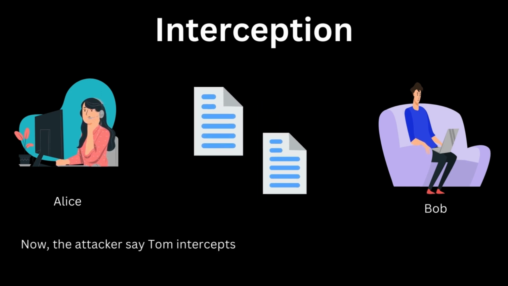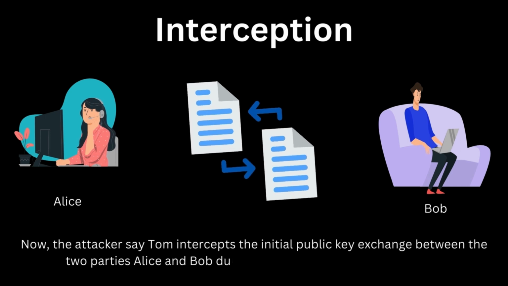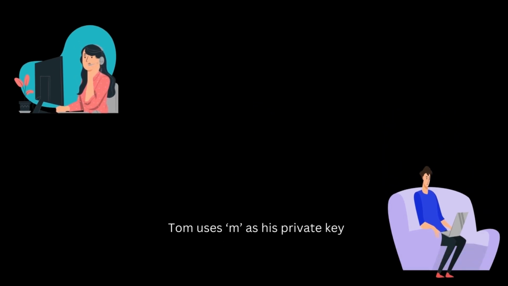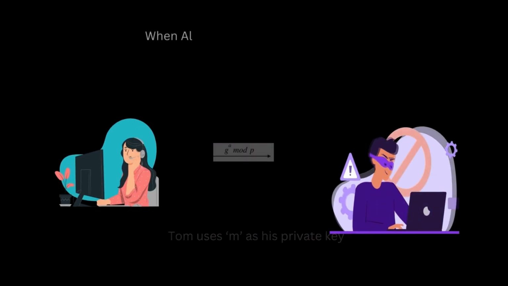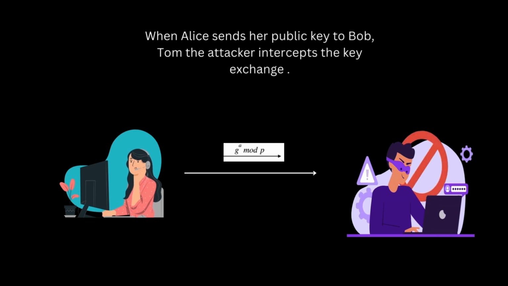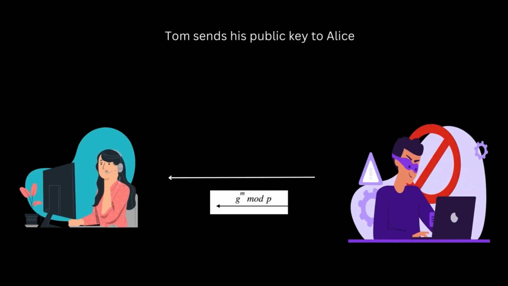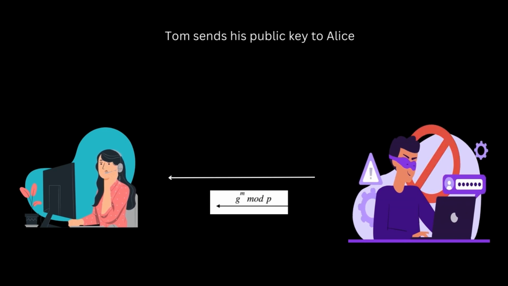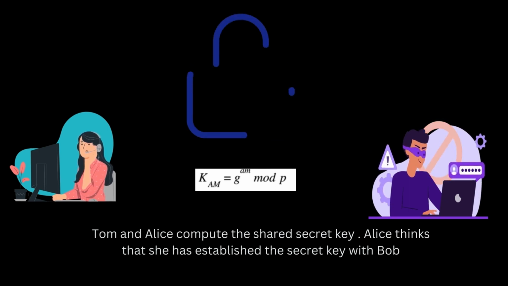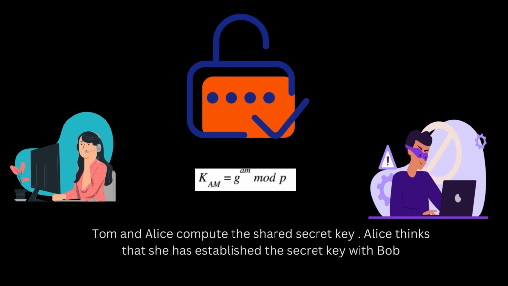Now consider an attacker named Tom who intercepts this exchange through a man-in-the-middle attack between Alice and Bob. Tom uses m as his private key. When Alice sends her public key to Bob, Tom intercepts the exchange, but Alice thinks the key is sent to Bob. To establish the key exchange, Tom sends his public key to Alice. Tom and Alice compute the shared secret key, and the communication channel is established between them. Alice still thinks this secret key is established with Bob.